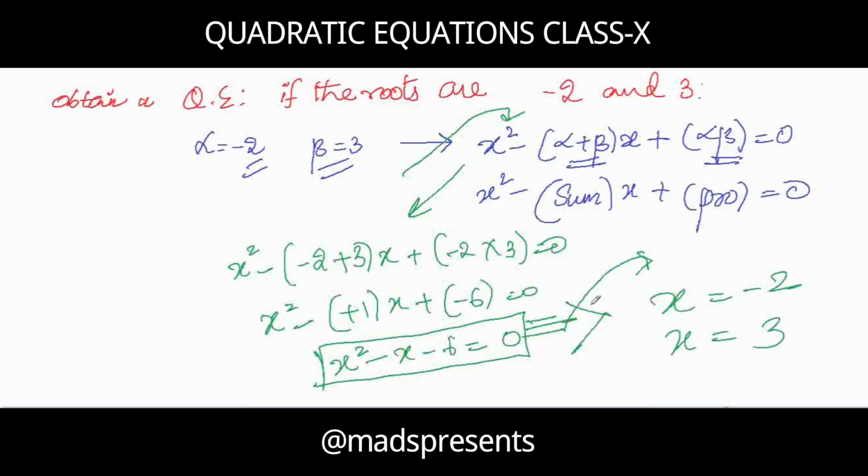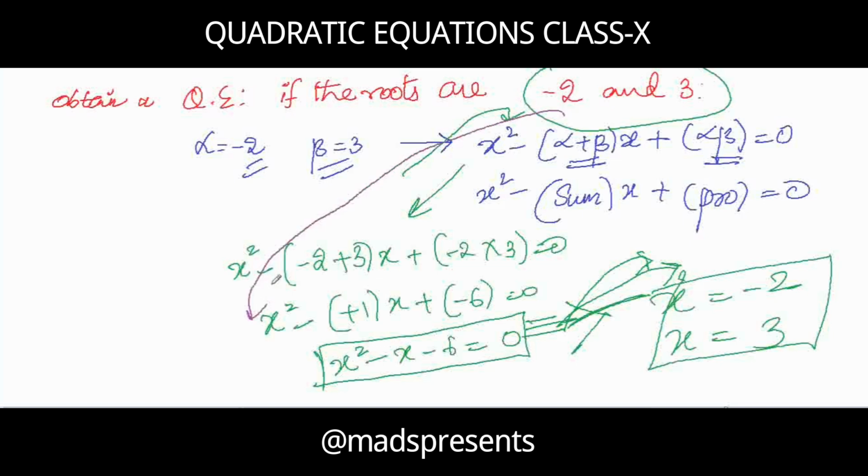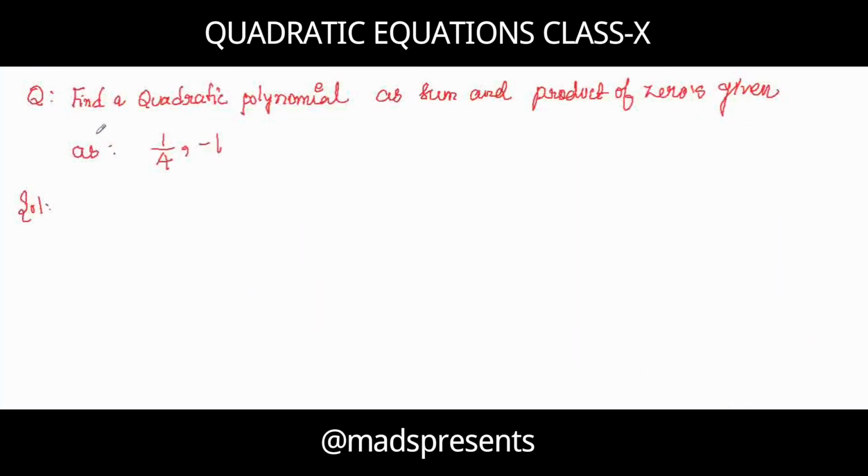You can use splitting the middle term or the quadratic formula, whatever you use, you will get the roots. But here the question is already roots are given. Okay, how to frame a quadratic equation? Okay, the question: find a quadratic polynomial. Sum and product of zeros are given. Means in the previous question they gave the roots directly, they gave alpha and beta individually, but in this question they gave sum and product directly.